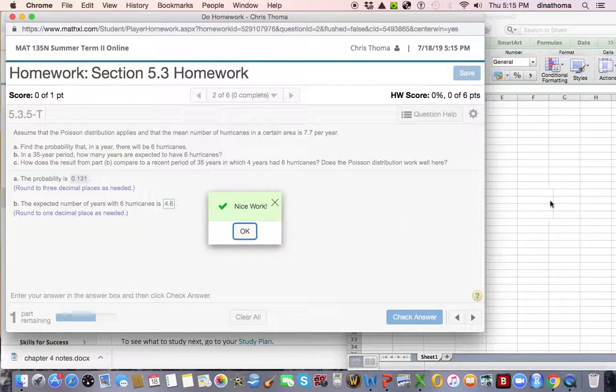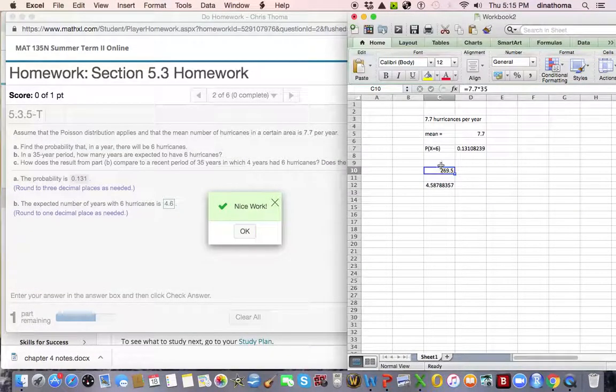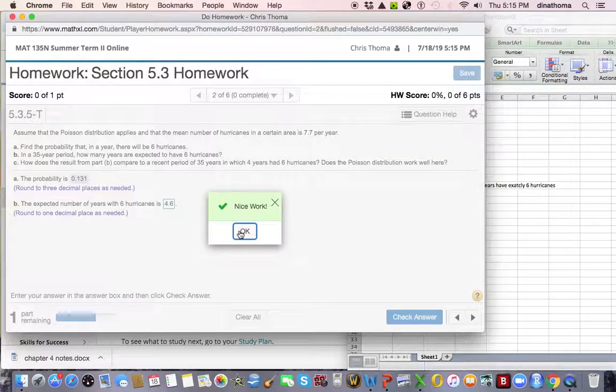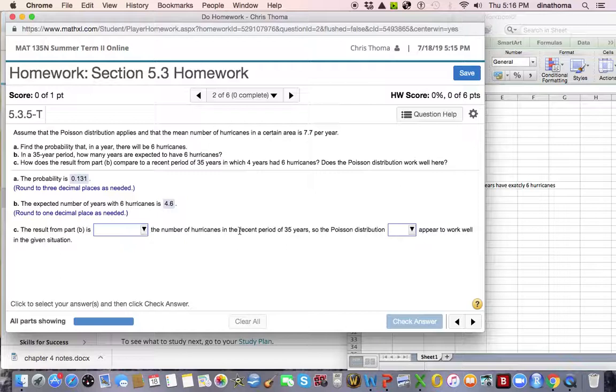There we go. What I found originally, this is my new rate, right? Because if we have 7.7 per year, in a 35-year period we expect a total of 269. So this is the total. This is how many years have exactly 6 hurricanes based on our probability. So there's how you do the calculations for a Poisson, right?